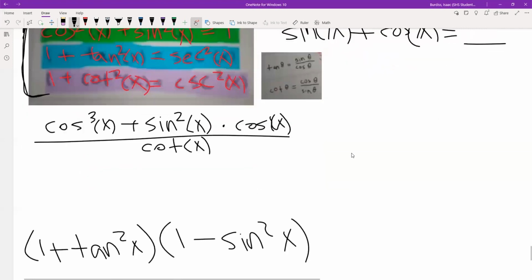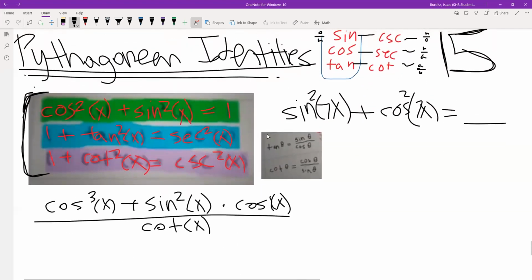So we have 3 problems that we're going to do. And there's also these things. These are not Pythagorean identities, but they're just things that are true. The tangent of an angle is the same as the sine divided by the cosine, and the cotangent is the same as the cosine divided by the sine. Well, that kind of makes sense because the tangent is the same as 1 divided by the cotangent. So that's why these things flip. That kind of makes sense.